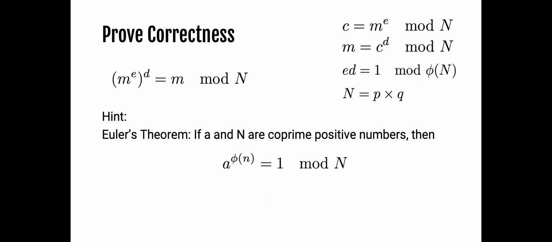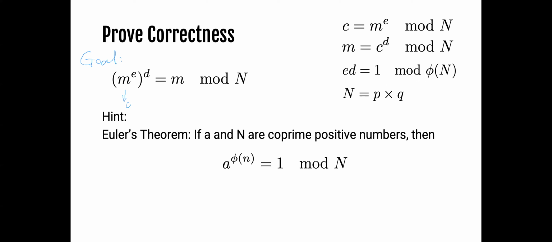So the goal for you is to prove that if we are given a message, we say plain text, this is M, and M to the E, which is the ciphertext, right? So M to the E and then to the D is equal to M modulo N.